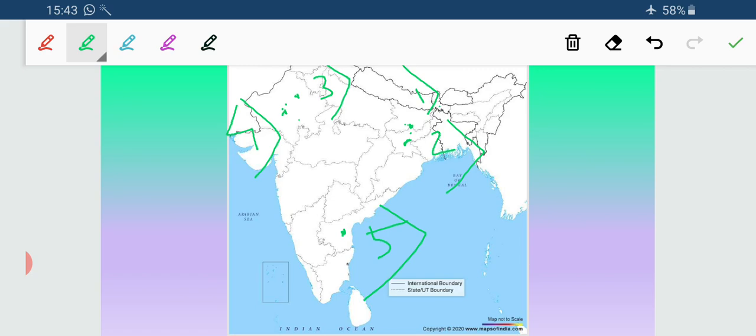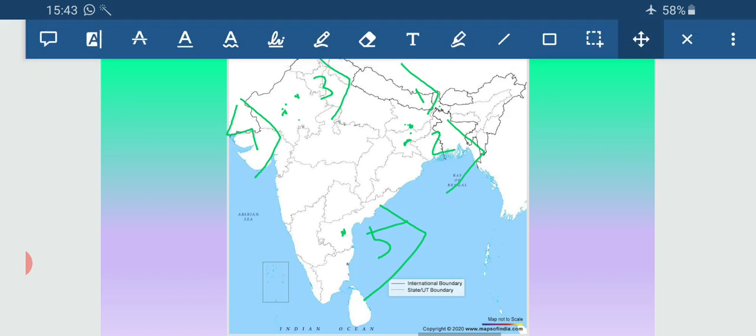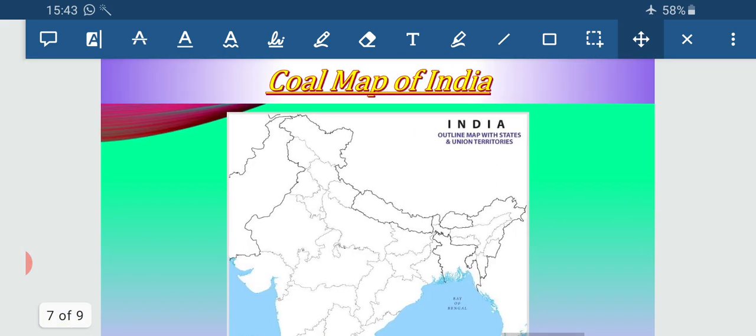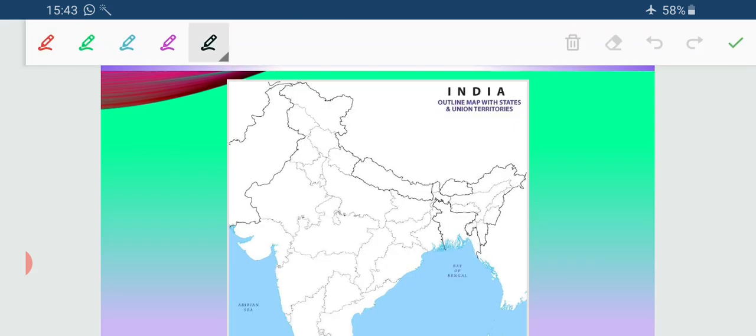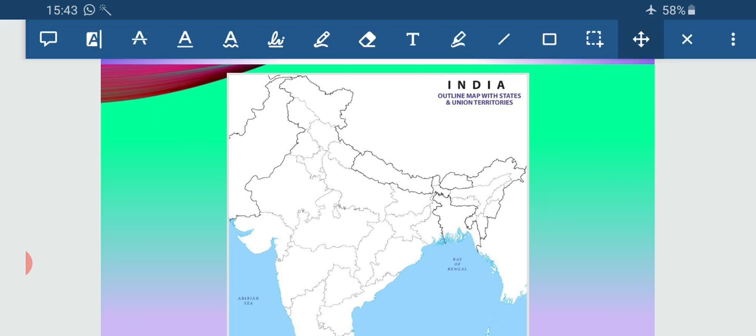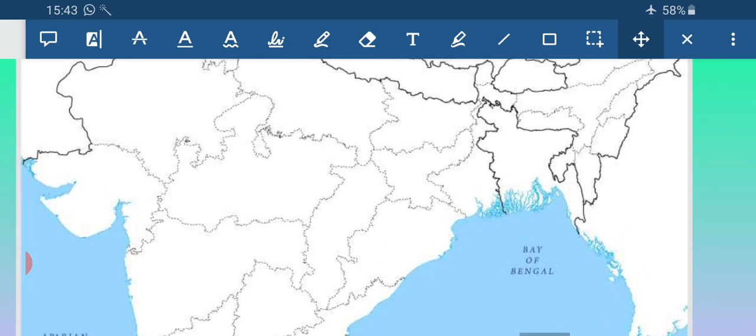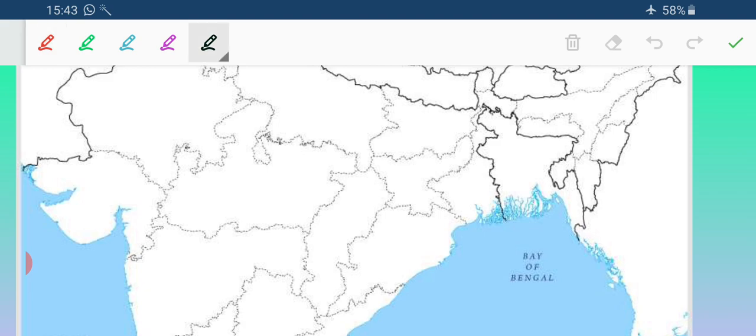So here your mineral distribution maps are over. Now we will proceed to the map of coal mine areas, which are very important, and many are there in our country. Number 1, the coal mines of our country. Number 1, Raniganj of West Bengal. I am enlarging the state a bit, which will be easier for me to plot it, and for you also.